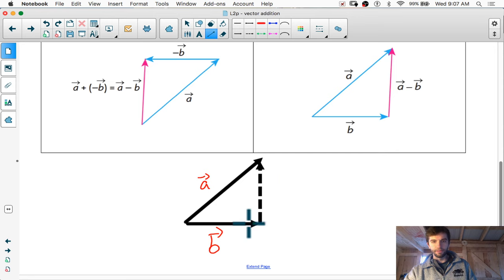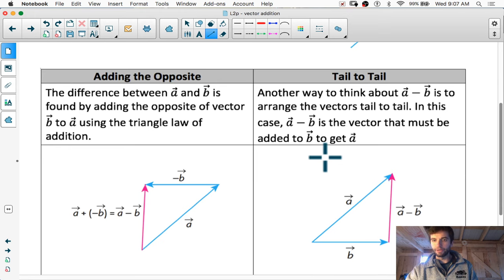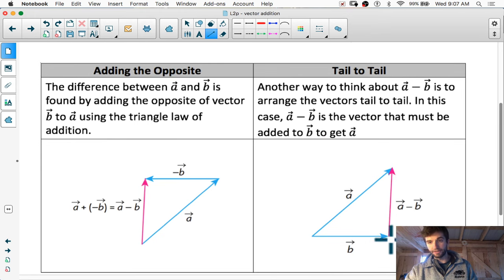Notice that this resultant right here is the same as this resultant. They're in different positions on the page, but they have the same magnitude and direction. So it doesn't matter which of these two methods you do. You can either add the opposite or place them tail to tail and then get your resultant by going from the tip of the vector you're subtracting to the tip of the first vector. If you're doing A minus B, it goes from tip of B to tip of A. If we were doing B minus A, it would be going the other direction. So that's all of the rules for adding and subtracting vectors.